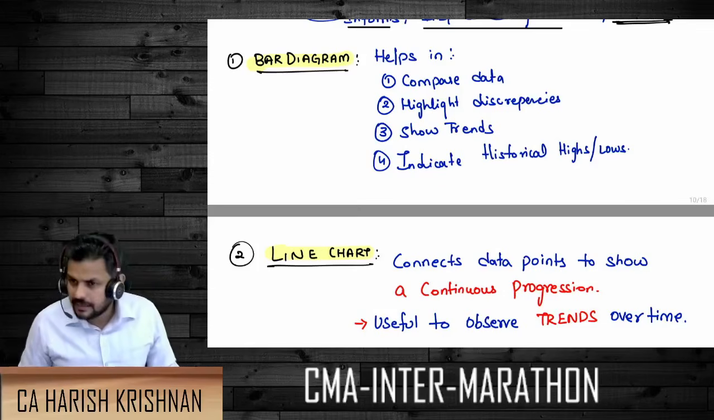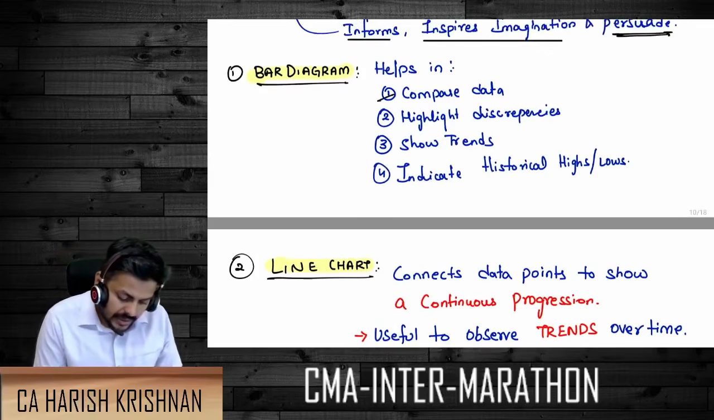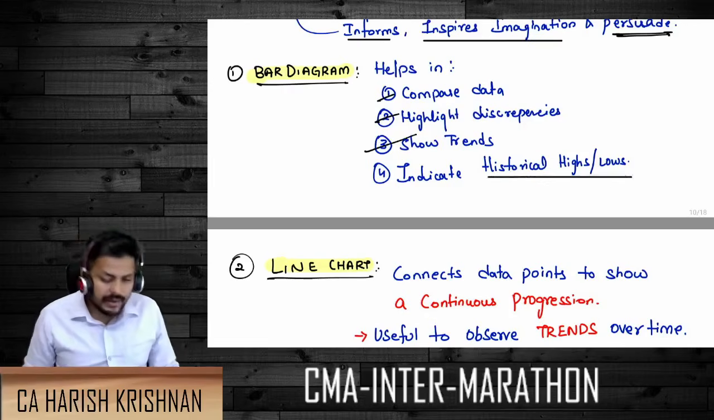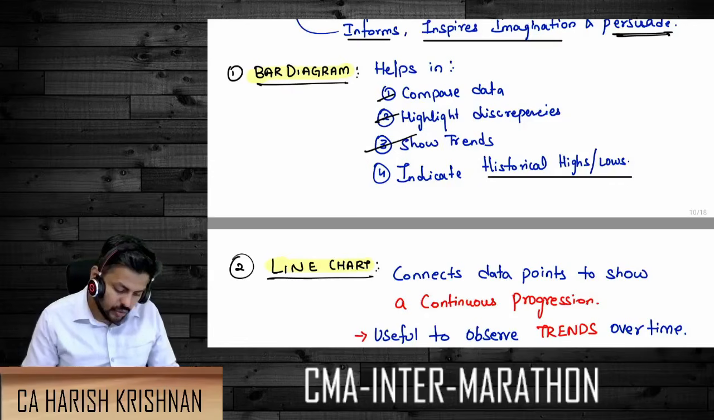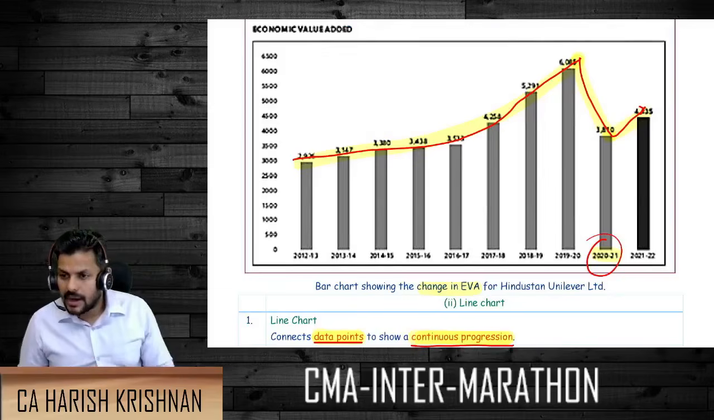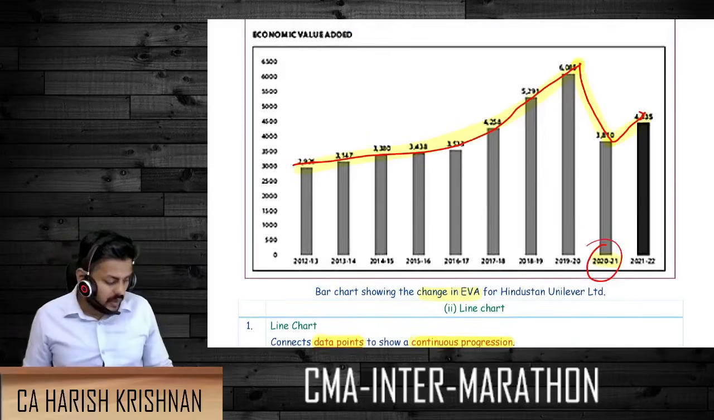Bar diagram, first one. Bar diagrams help in comparing the data, highlight the discrepancies, show the trends, and indicate historical highs and lows, all of which are possible in a bar diagram. Can we parallelly also see how a bar diagram looks? Let me get to that and show you. There you go. That is how a bar diagram looks. It shows the ups, downs, current situation, everything very clearly.